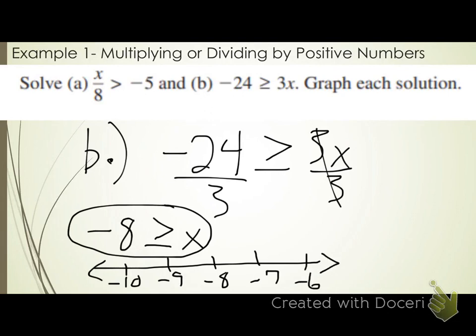Open or closed circle on negative 8? Closed. It has that line underneath my symbol. Negative 8 is included in my solution set. Am I shading to the left or the right here? It is the left.